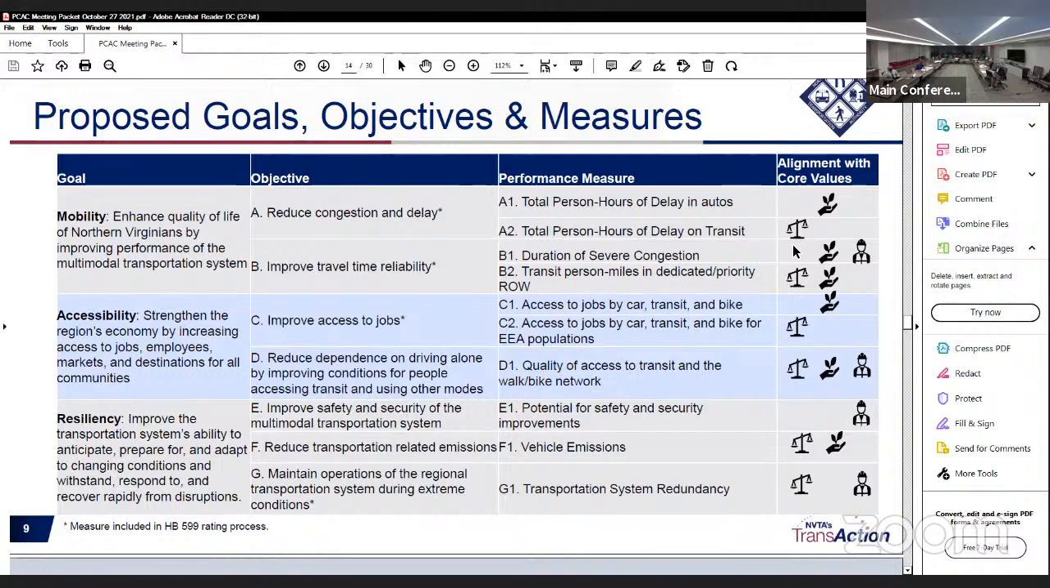Yeah, I think under accessibility, both accessibility and reducing dependence on driving alone by having options both get at having choices, which again is where there's a lot of overlap on some of these.